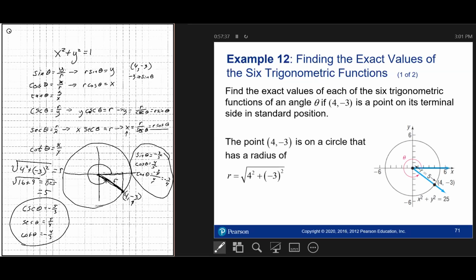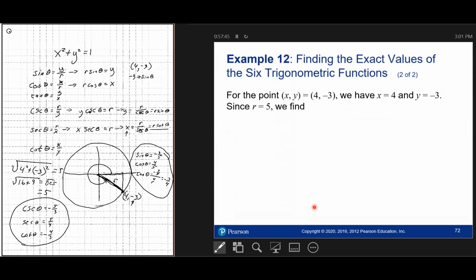All right, so they went and found the radius and got the 5. When the center is at the origin, that's how you calculate it. If the center was someplace else, then you do something first before you use the full distance formula. All right, and now we have x is 4, y is -3, and r is 5.